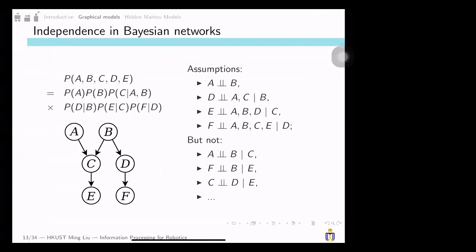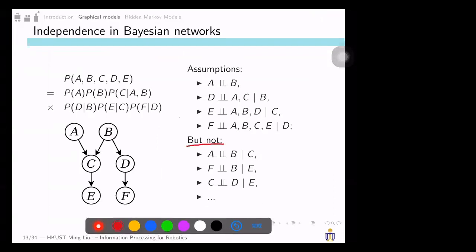What is important is this part, right? You don't have this: given C, A and B are independent? No, right? You don't have this. We can finish this part and then we have the class over.